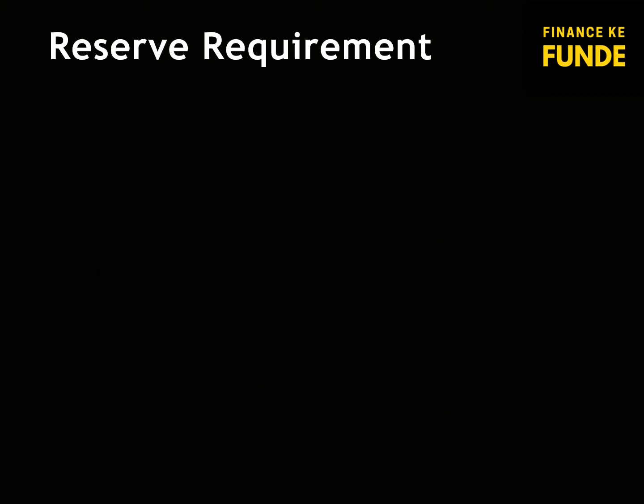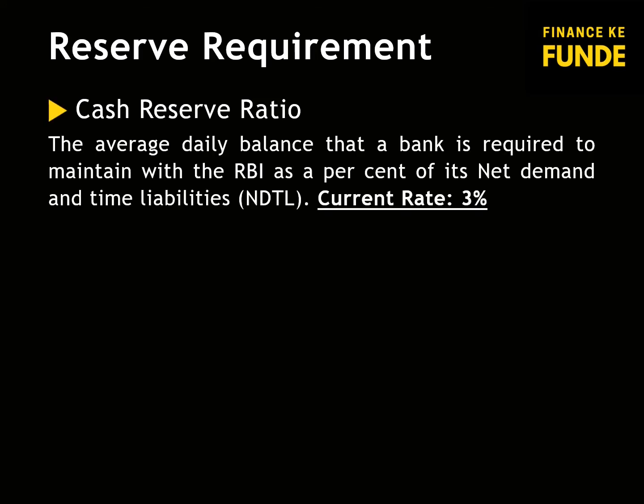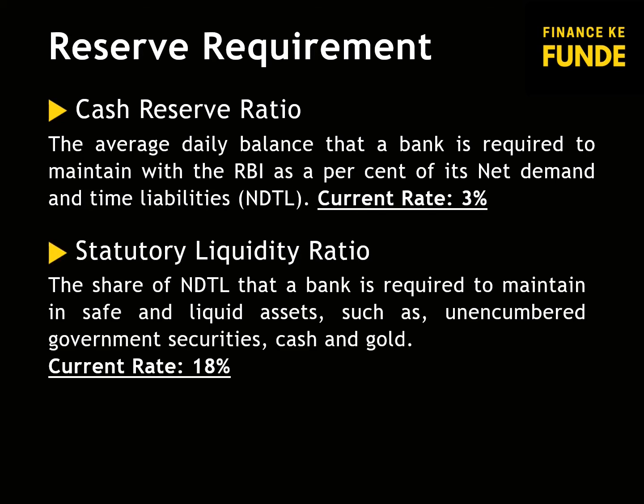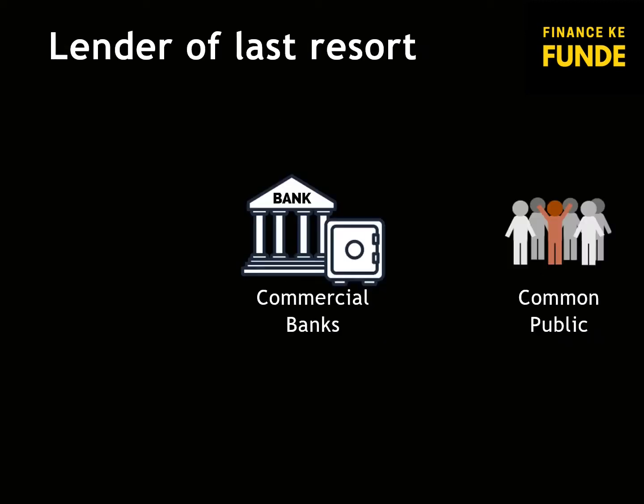CRR or cash reserve ratio is average daily balance that a bank has to maintain with RBI. Currently, a commercial bank must keep at least 3% of their net deposits with the central bank. SLR or statutory liquidity ratio is the amount that bank must maintain in safe and liquid assets. Currently, banks have to maintain 18% of their net deposits in likes of government securities, cash and gold.